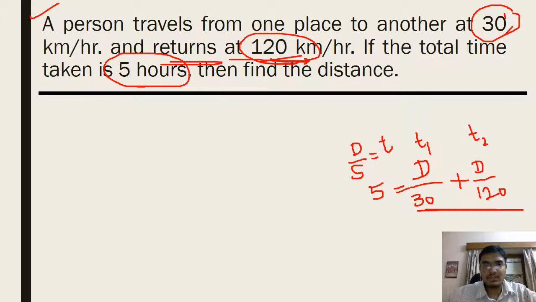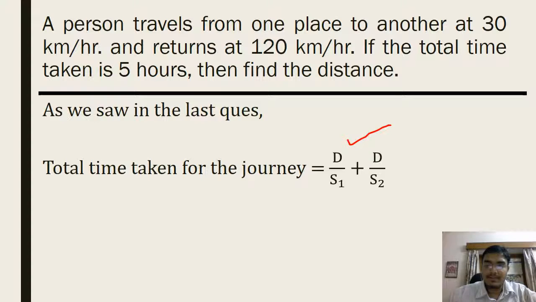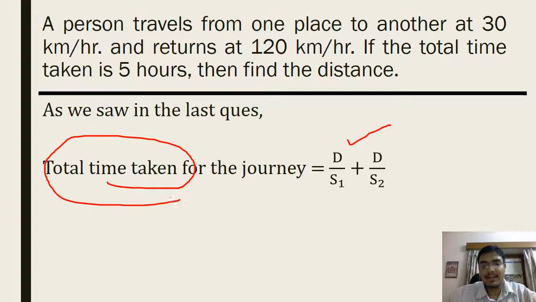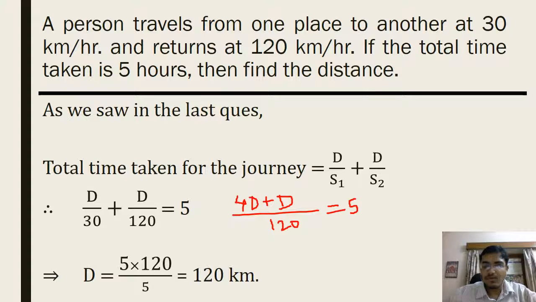So this should be our answer. What it is, d upon s1 plus d upon s2. This is the total time taken for the journey. So d upon 30 plus d upon 120 is 5. You take the LCM. LCM would be 120. So we get 4d plus d upon 120 is equal to 5. So what we get as d? We get 120 kilometers.